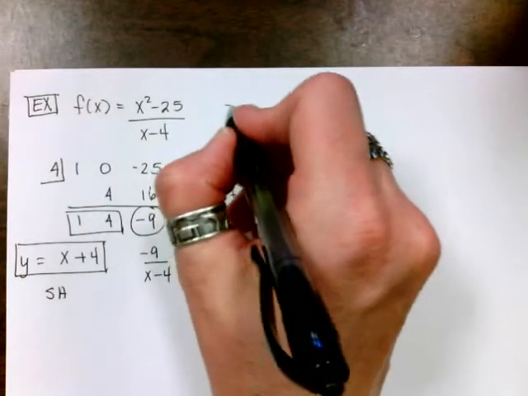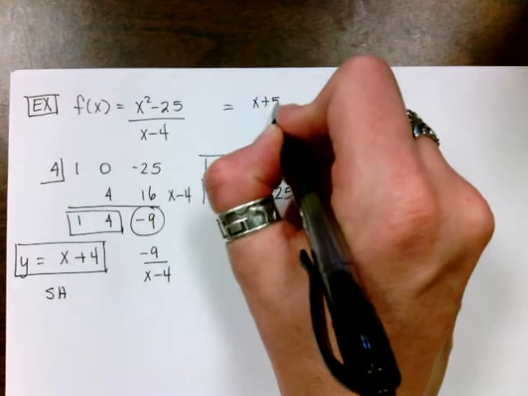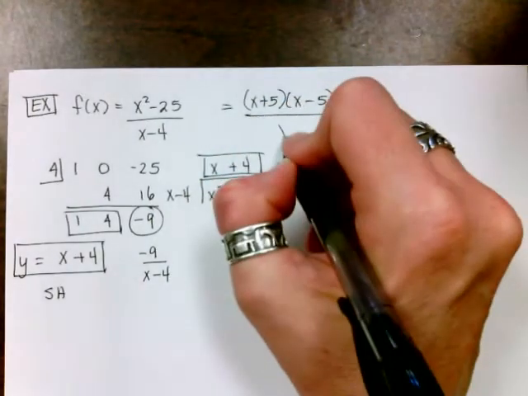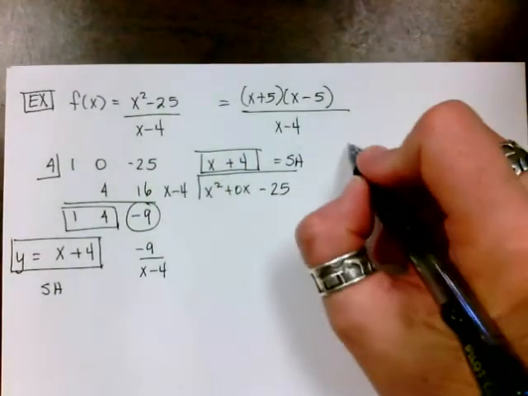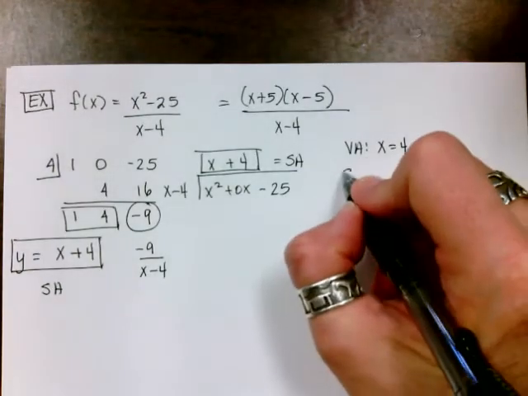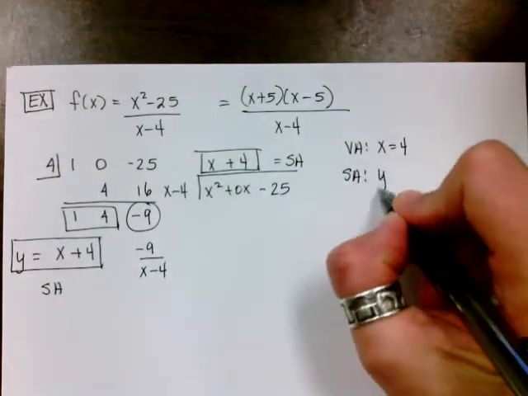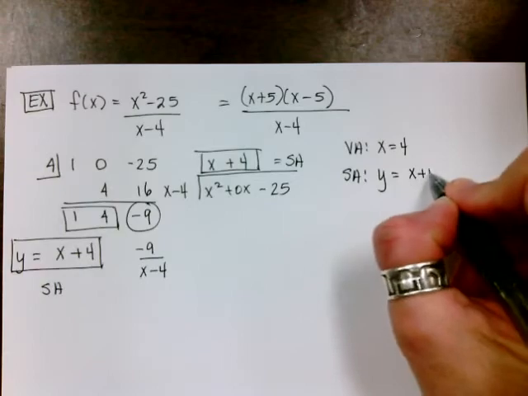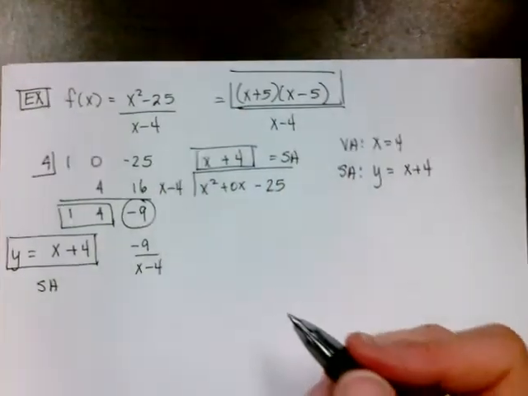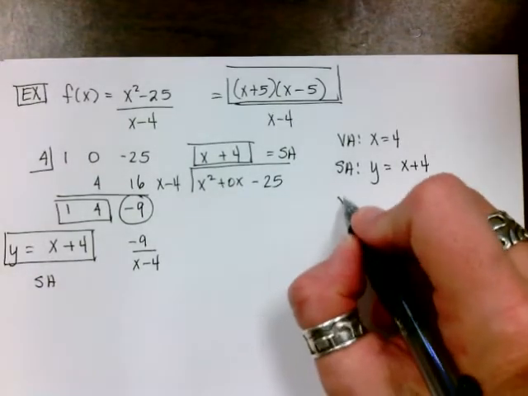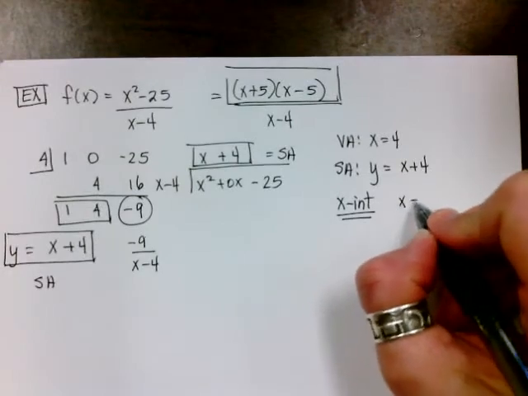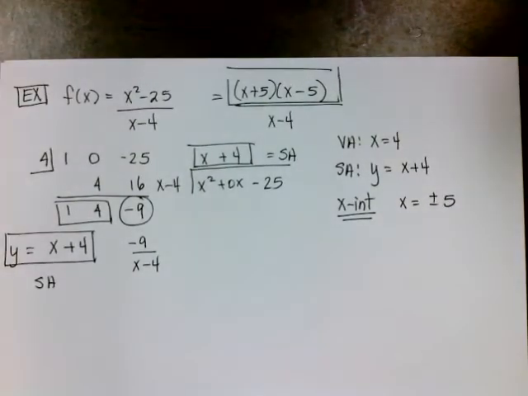Okay, so if I go ahead and finish, I'm going to factor the top, x plus 5 and x minus 5, and then in the bottom I had x minus 4. So I know that my vertical asymptote is going to be x is equal to 4. I know that my slant asymptote is going to be y is equal to x plus 4. Now I'm going to use the numerator to help me find the zeros, or the x-intercepts. So my x-intercepts, where it crosses the x-axis, x is going to be equal to plus or minus 5.